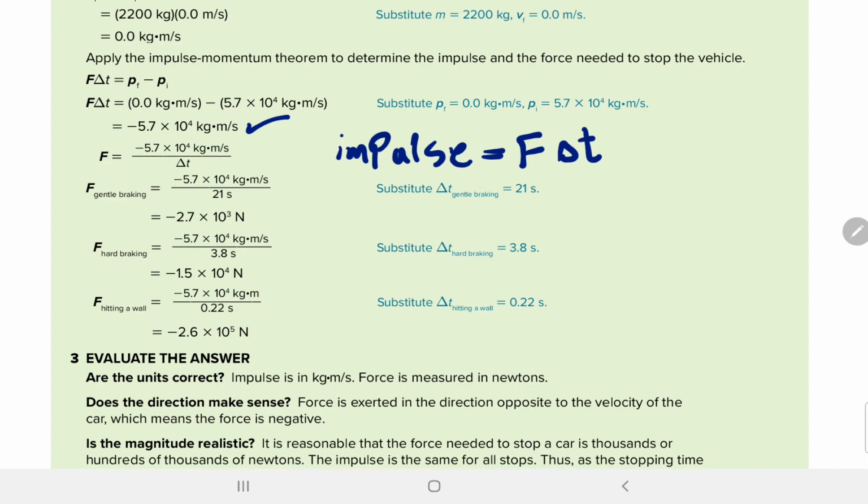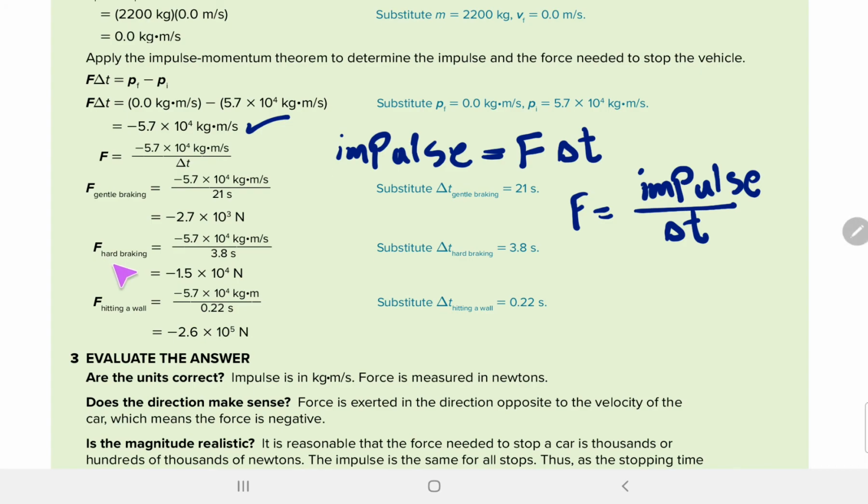In the beginning, we will calculate it when delta t equals 21. Sorry, we need to calculate the force. So force equals impulse over delta t, and here we have the numbers. F equals minus 5.7 times 10 to the power 4 over 21 seconds, and the result will be minus 2.7 times 10 to the power 3 newtons.